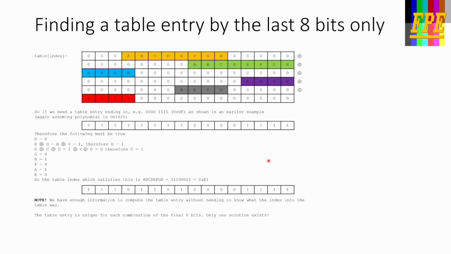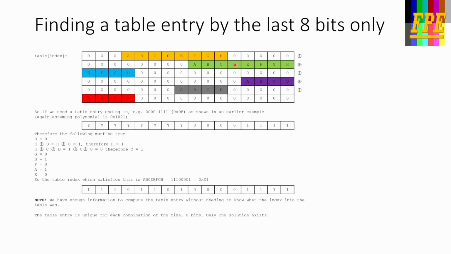If you have other polynomials, you might have to work it out to see if the same is true in those particular cases. It might be that for other polynomials you need to know other bits, but in this case there's sufficient information in the last 8 bits to determine what the first 8 are. So how that works is, again, you have the table entry at the index given here, where the index is the byte and A, B, C, D, E, F, G, H are the bits.